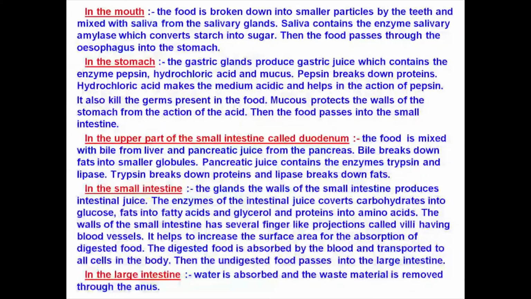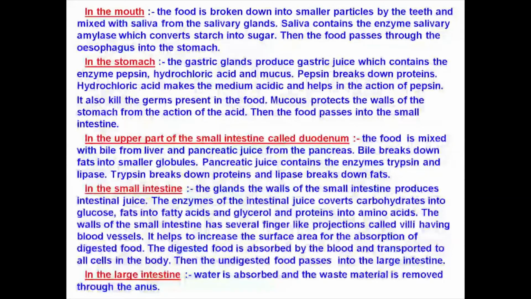So now let us look at what are the basic things happening in nutrition in human beings in the alimentary canal, and what is the role of the gastric juices secreted by glands. So in the mouth, the food is broken down into smaller particles by the teeth and mixed with saliva from the salivary glands by the tongue. Saliva contains salivary amylase, which converts starch into simple sugars. Then the food passes through the esophagus into the stomach.